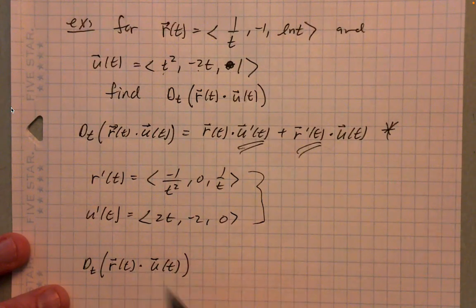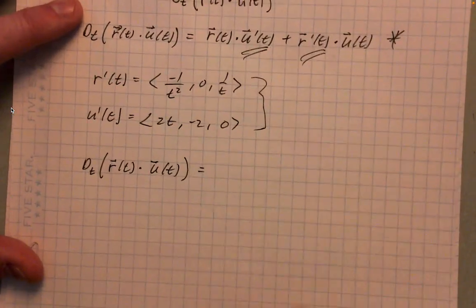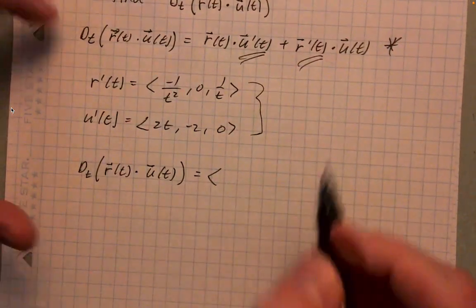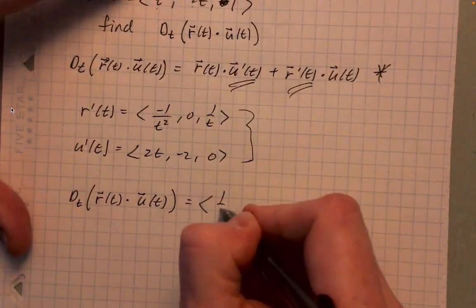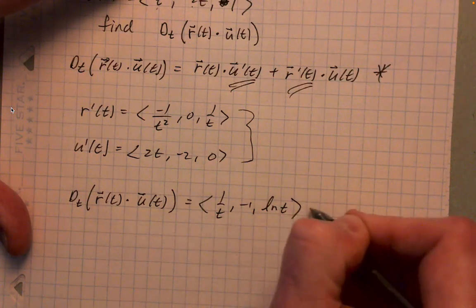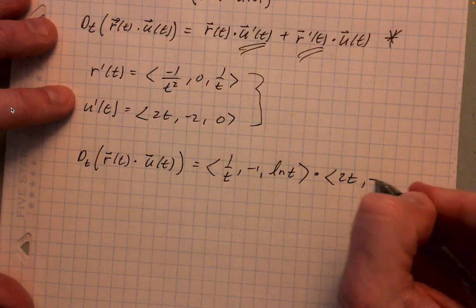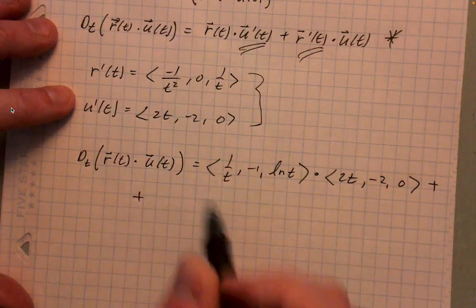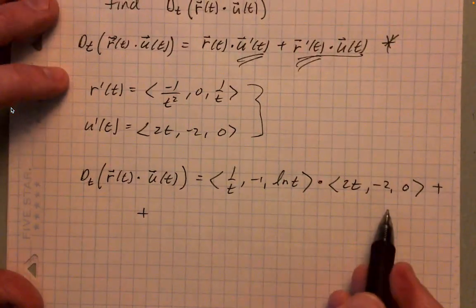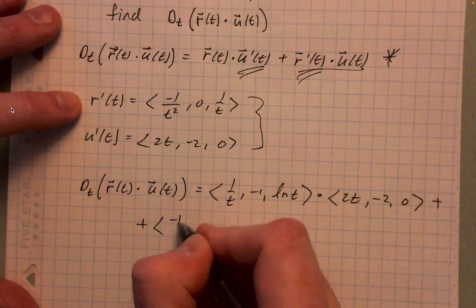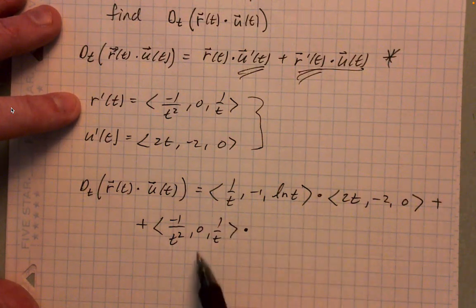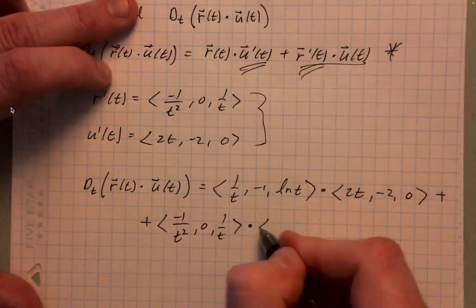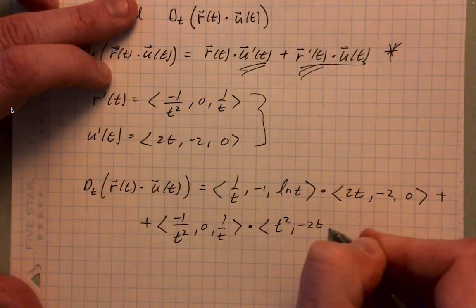Okay, so that means the derivative of the dot product of these two vector valued functions is going to be, let's write it in here, r dot u prime, right? So r is 1 over t, negative 1, and natural log of t. And then we're going to dot that against u prime, which is 2t, negative 2, and 0. And then we're going to add to that this other piece. So we'll have r prime, which is negative 1 over t squared, 0, 1 over t. And we're going to dot that against u, which was t squared, negative 2t, and 1.